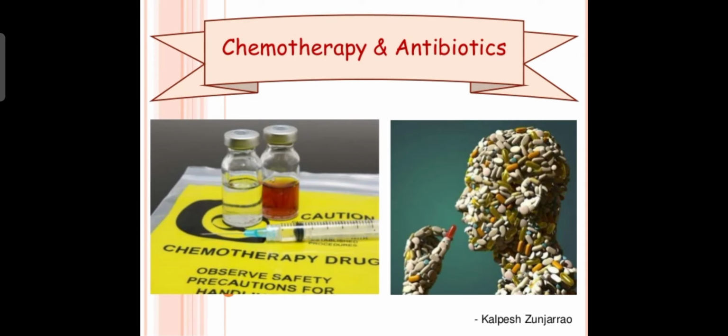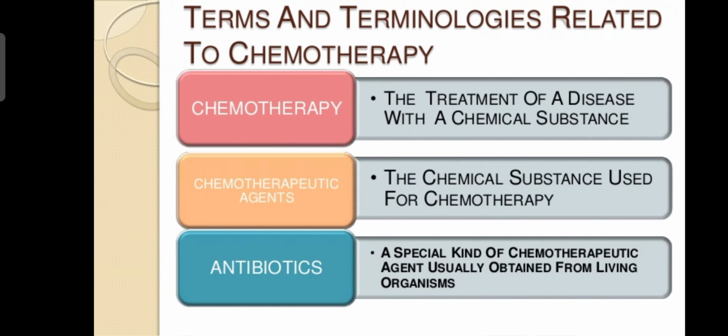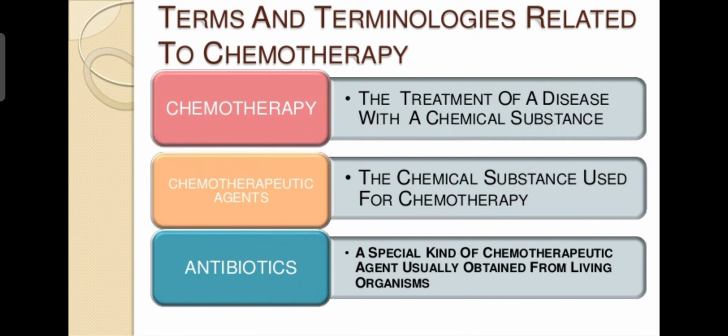So next we are going to see about chemotherapy and antibiotics. There are some terms. First one is chemotherapy. What is chemotherapy? Maybe you have heard this word, maybe not. It is mainly used for cancer patients. It is the treatment of a disease with a chemical substance. So chemotherapy is a treatment procedure, a therapy used for cancer patients with the help of chemical substances.